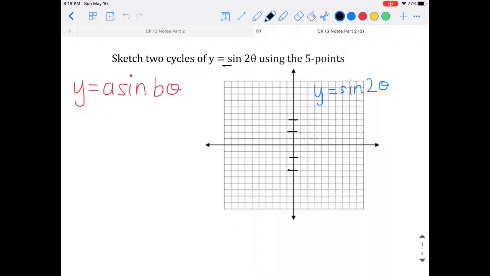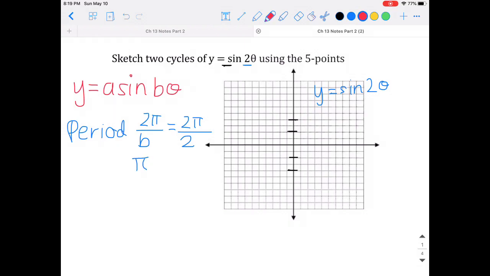So we're not going to have any y values greater than 1 or any y values less than negative 1. The period, remember, we find by doing 2 pi over b. So we have 2 pi over, the b value in this equation is 2. So 2 pi over 2, which means that our period is pi.